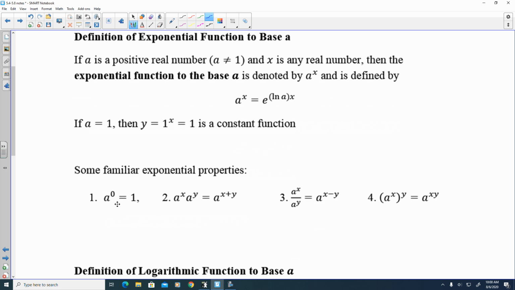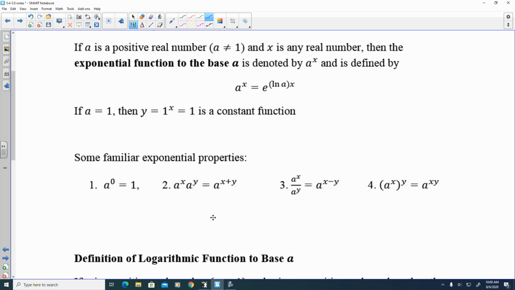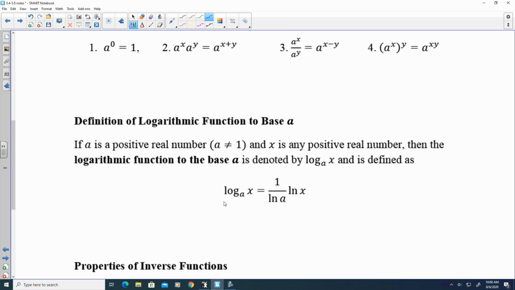Anything to the 0 power is 1. If we have two exponentials with the same base, we would add their exponents together. If we are dividing two exponentials with the same base, we would subtract their exponents. And if we have an exponential raised to the x and we're raising that whole thing to the y, then we would multiply those exponents. So that's a review from algebra.